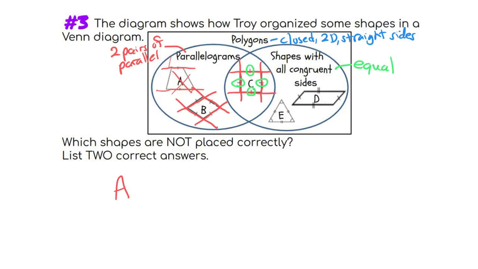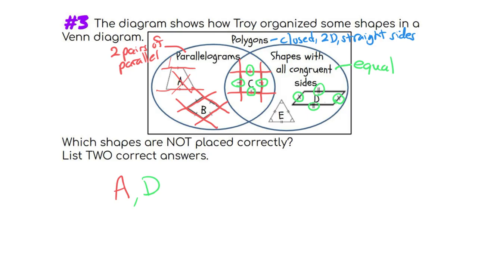So C looks good. D, on the other hand, has 2 marks here, or 1 mark here, and 2 marks on the top and bottom. That means that left and right are the same length, and the top and bottom are the same length, but are all the sides congruent? No, and so D would be another one placed wrong.